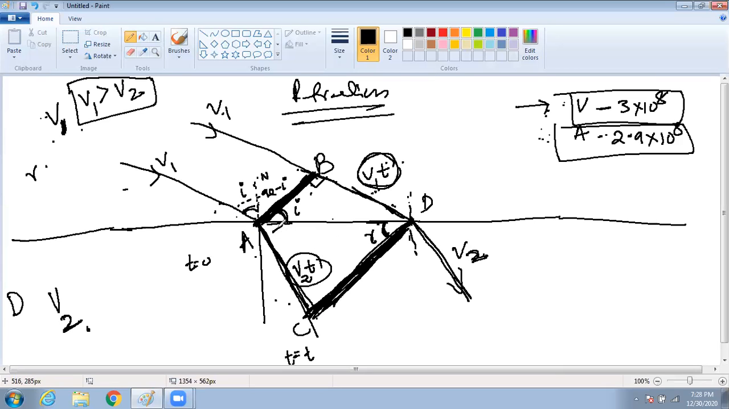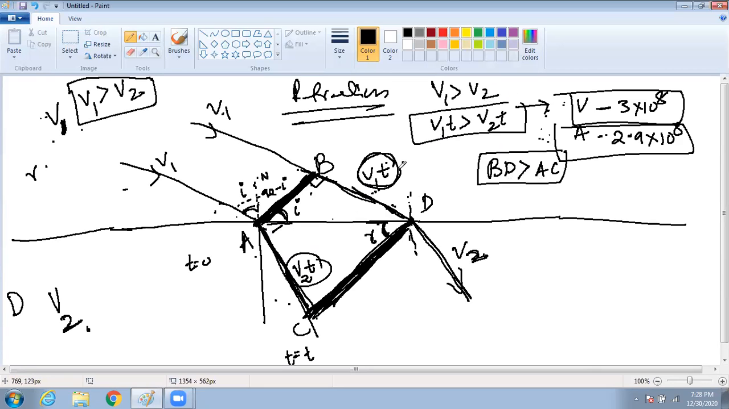Now you tell me, which is the greater distance? This distance is more or this distance is more? This is more, V1t. BD will be more than AC. Why? Because V1 is greater than V2. So obviously V1t should be greater than V2t. Clear? Yes, sir.